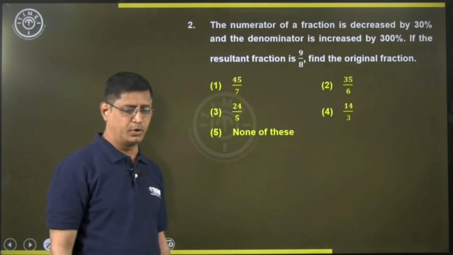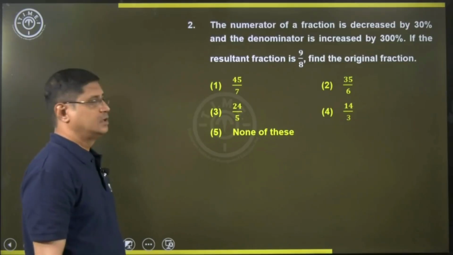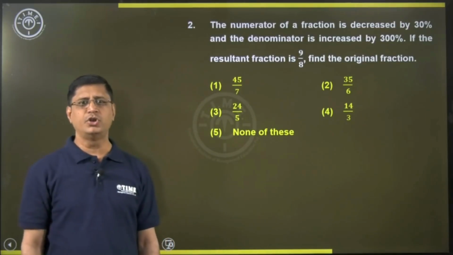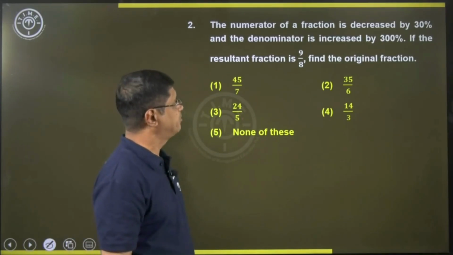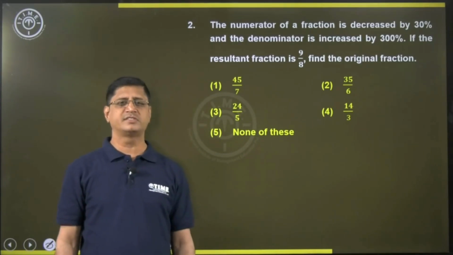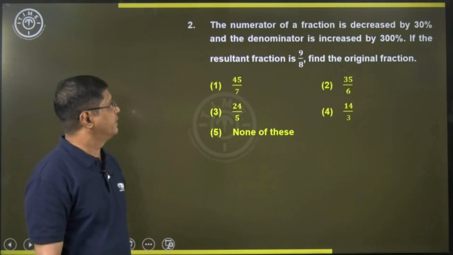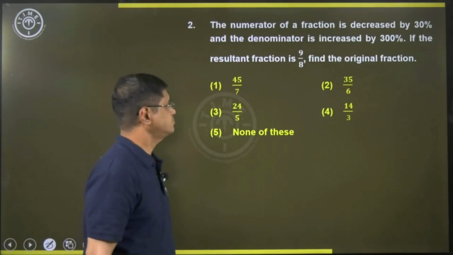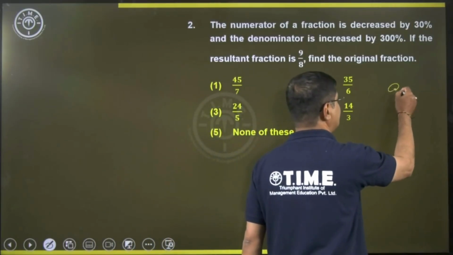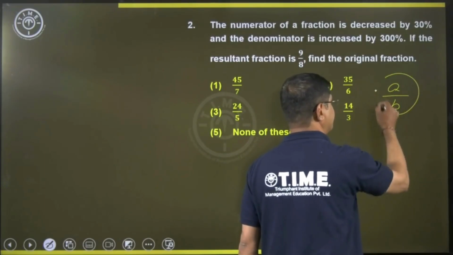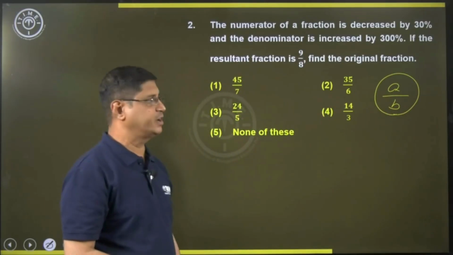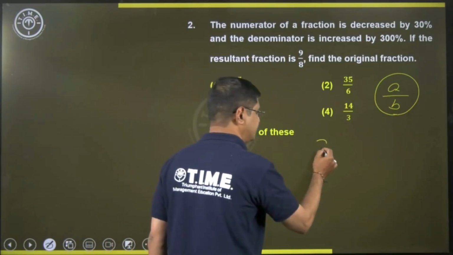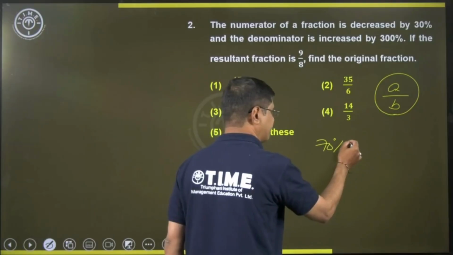Now look at the next example on your screen. The numerator of a fraction is decreased by 30% and the denominator is increased by 300%. If the resultant fraction is 9 by 8, then find the original fraction. Dear students, I am assuming the fraction as A by B. A is the numerator, B is the denominator. Numerator is decreased by 30%, means now it is 70% of A.